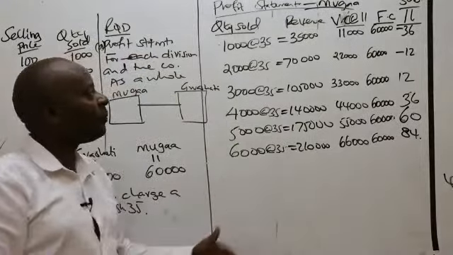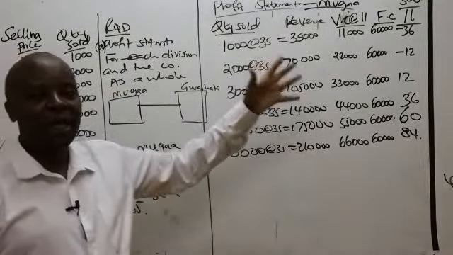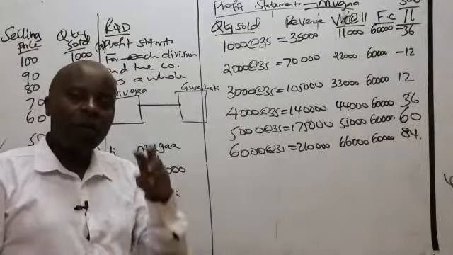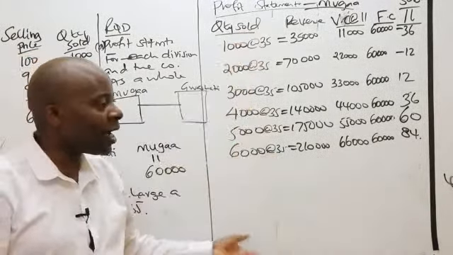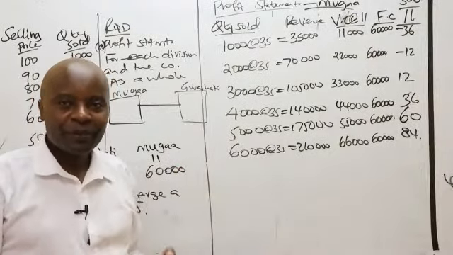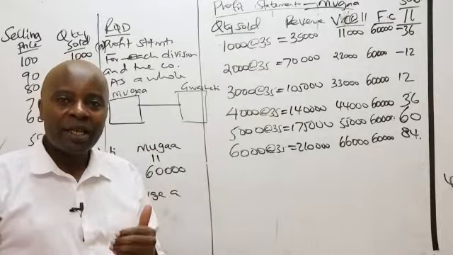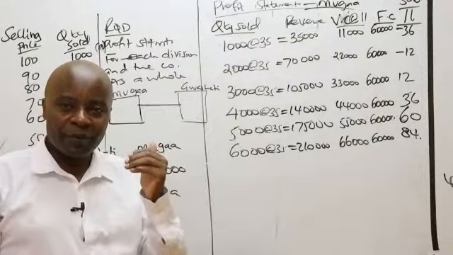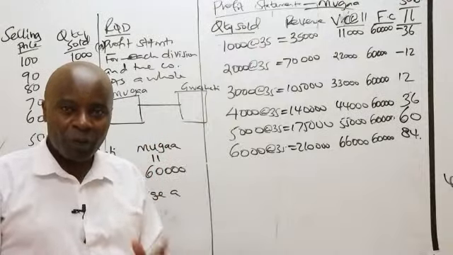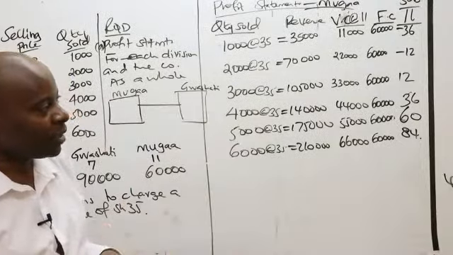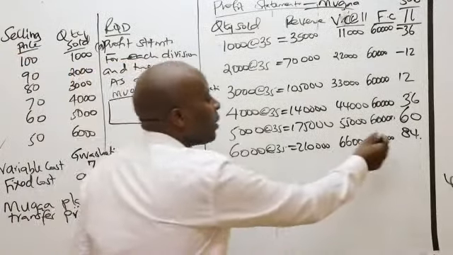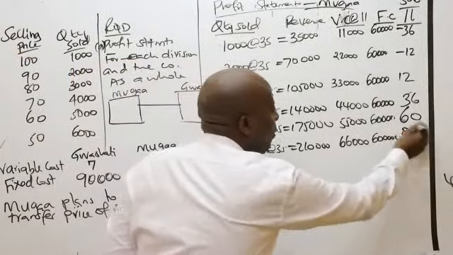Now, ladies and gentlemen, if you are the manager of Muga, which quantity will you take as the optimal quantity? Remember, optimal is the very best. In terms of profitability, optimal means profit maximization. So the one that will maximize profit is our maximum profit, and therefore the optimal quantity.